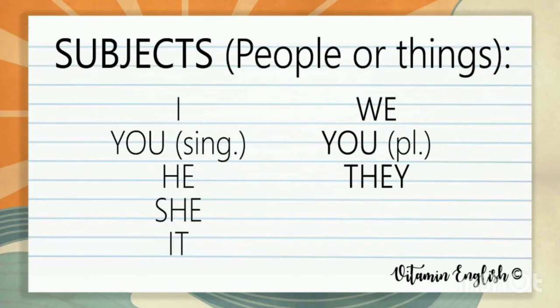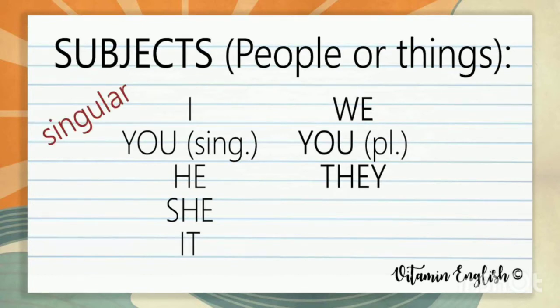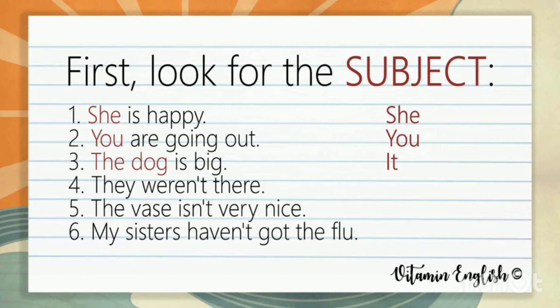Remember that a subject is a person or a thing. In this case, we have a thing, the dog. A dog is only one thing, so we look at the singular side. Therefore, it could be a he, she, or it. If you know the sex of the dog, you can use the he or she, but let's say for this lesson that we don't know its sex, and we'll call the dog an it. Moving on to number 4, they weren't there. The subject is they.